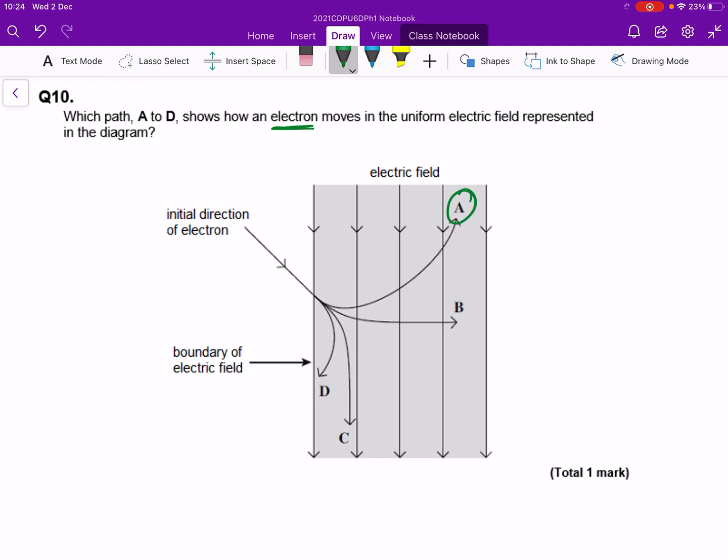D looks like it's feeling a force to the left. C is feeling a force down. B is feeling a force to the right. A is feeling a force up. Force is up, which is opposite the field lines. So A is the correct answer.